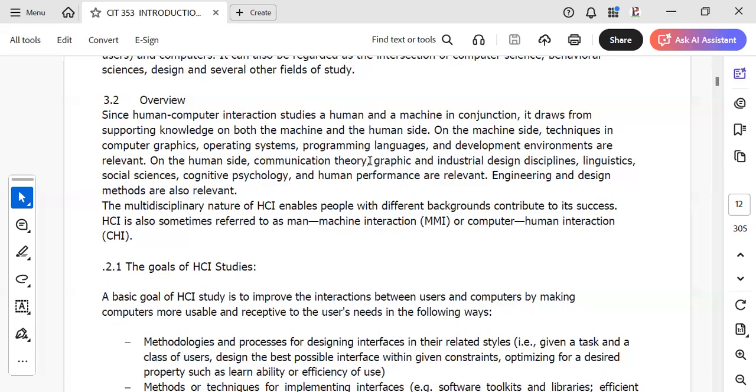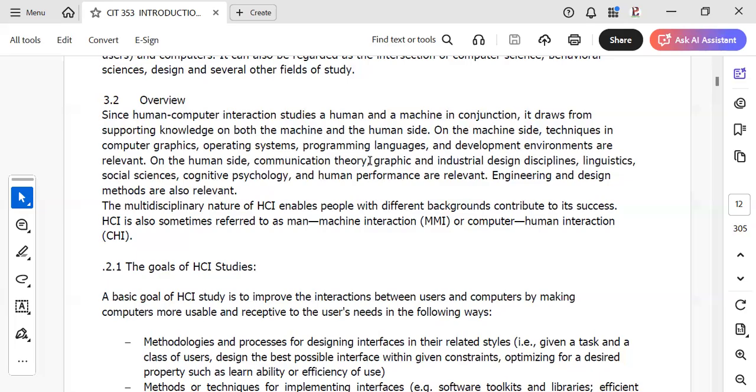We said we are studying two things in this course: the human and the machine, and then the collection of the two of them. So on the machine part, one important thing to study is the machine language, which is the programming languages that we have. And of course, we'll talk about the development environment for the machine. That is on the machine side.